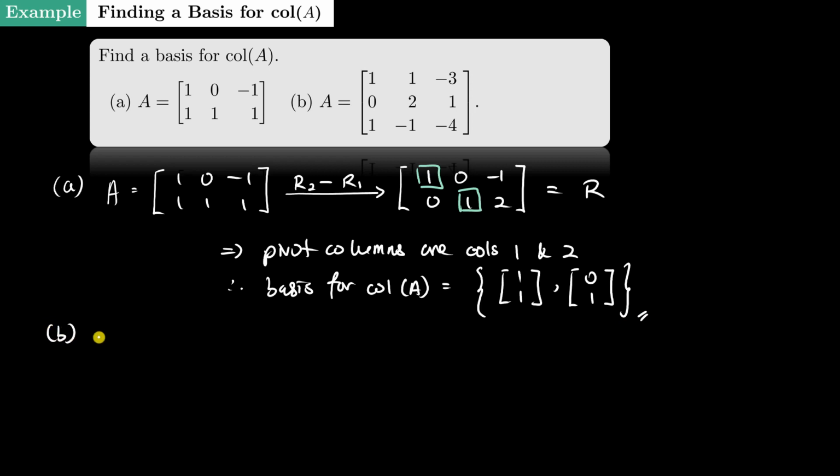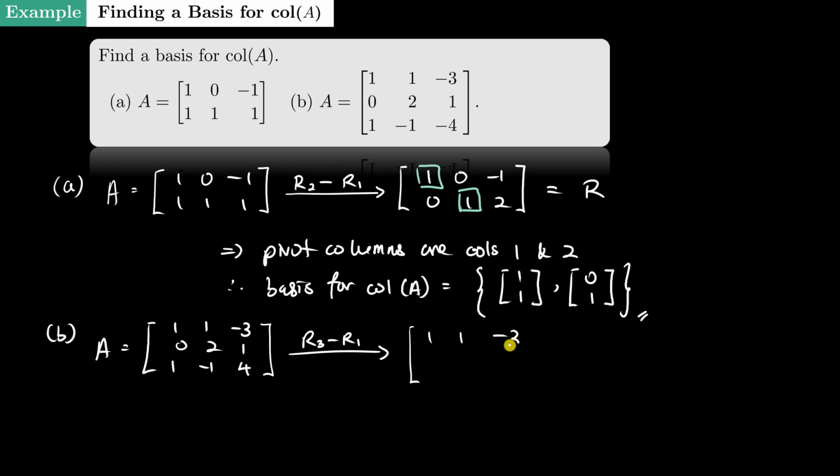For part B, our matrix is slightly bigger. We have a 3 by 3 matrix. A equals 1, 1, -3, 0, 2, 1, 1, -1, 4. And then once again, we perform the row operation row 3 minus row 1. In this case, we get rid of this number here below the first pivot. So we end up with 1, 1, -3, 0, 2, 1, 0, -2, 7. And we can immediately identify our second pivot, which is this number here.